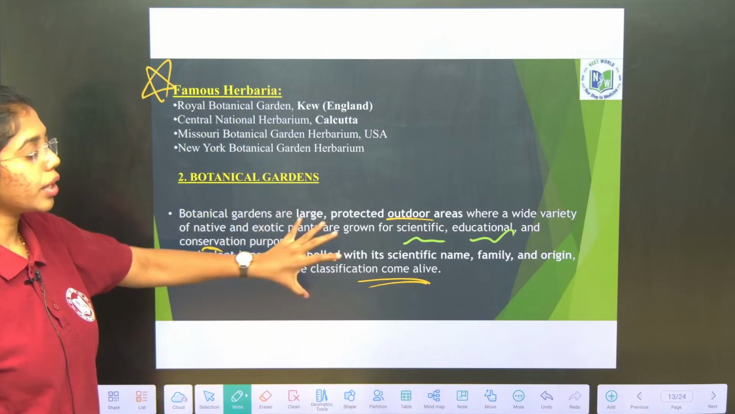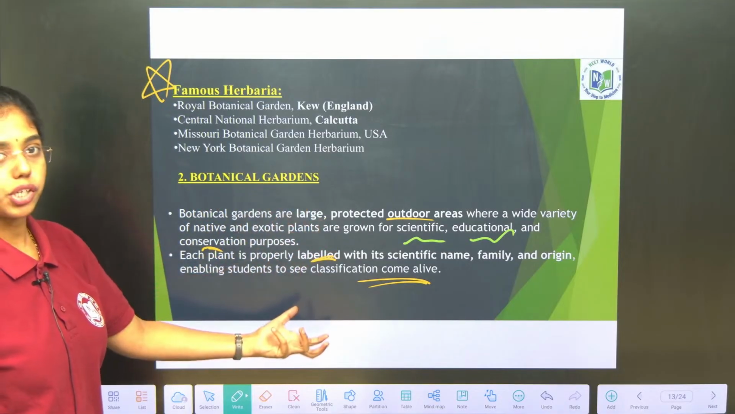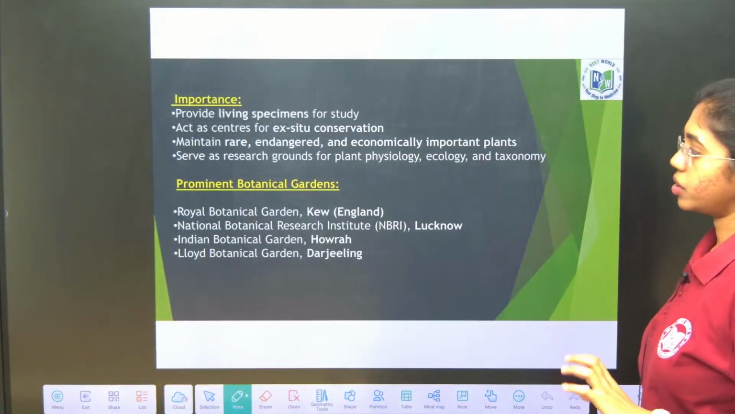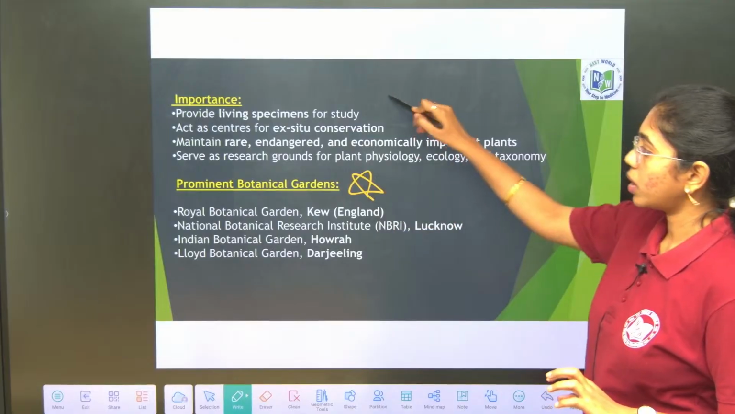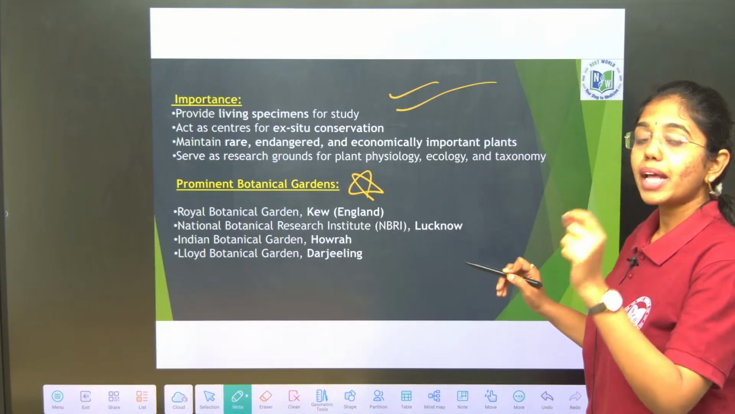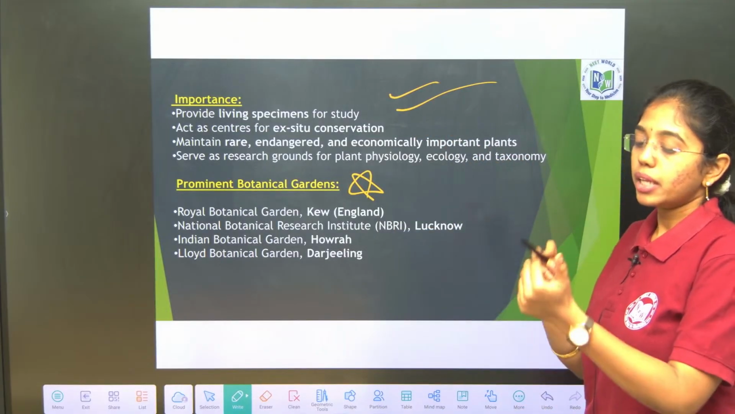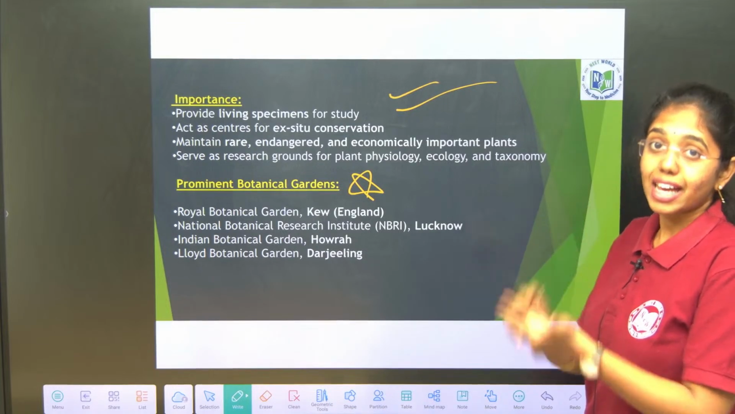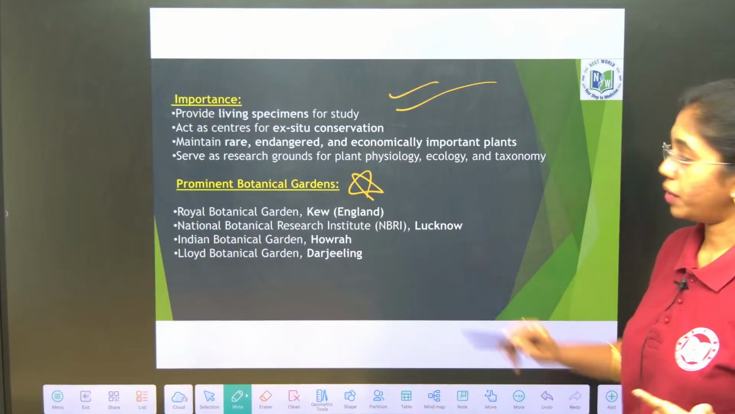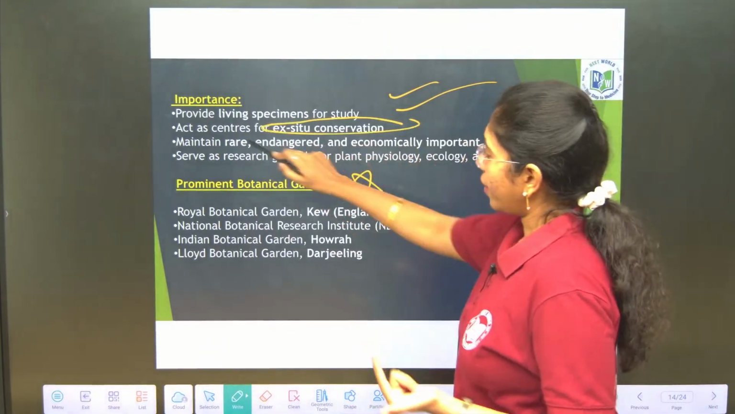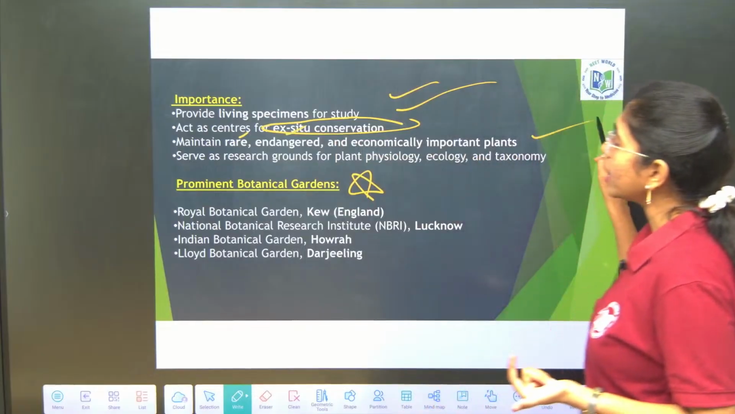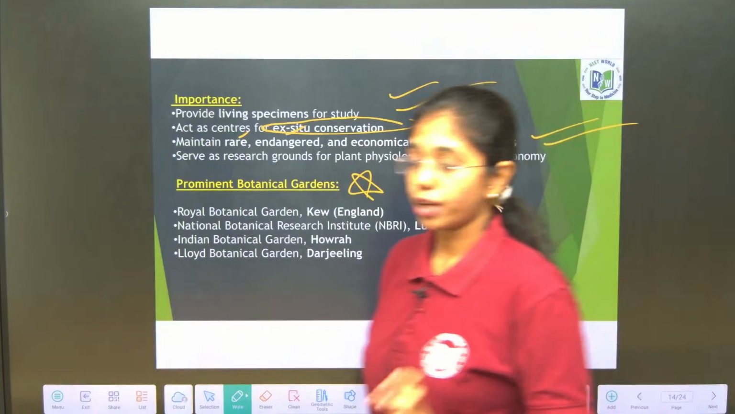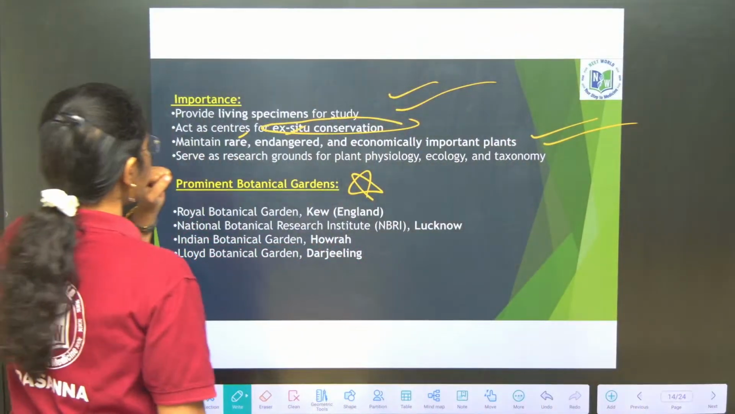You need not look much into the definitions. You have to remember what the prominent botanical gardens are and what their importance is. What will botanical gardens maintain actually? They will maintain exotic plants, they serve as ex situ conservation, ex situ plant conservation, and they protect rare, endangered, economically important plants. Okay. Rare, endangered and economically important plants.